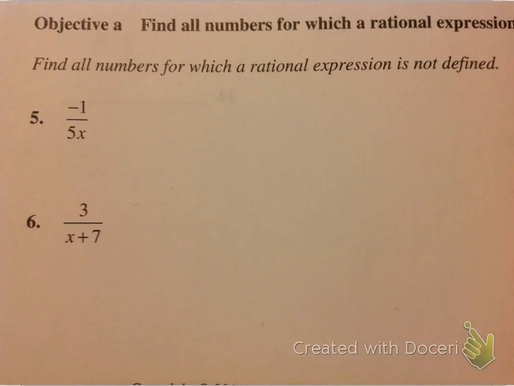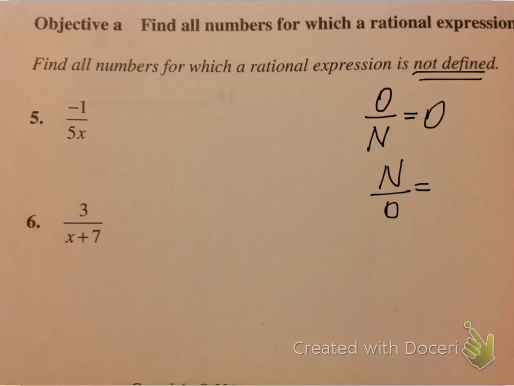So let's look at a couple expressions, and the first thing we're going to talk about is find all numbers for which a rational expression is not defined. So not defined, what does that mean? Well, recall that when you're dealing with fractions, there are two scenarios that come up that we have to discuss, and both of them involve the number 0. So we have 0 over any number equals 0, and then we have any number over 0 that we call undefined because we can't divide by 0.